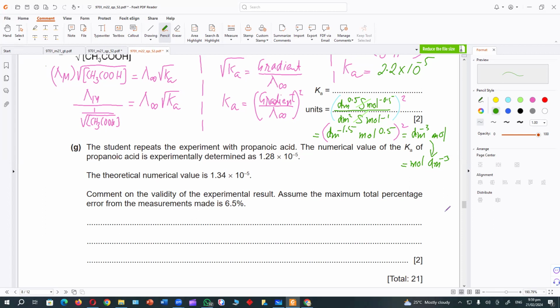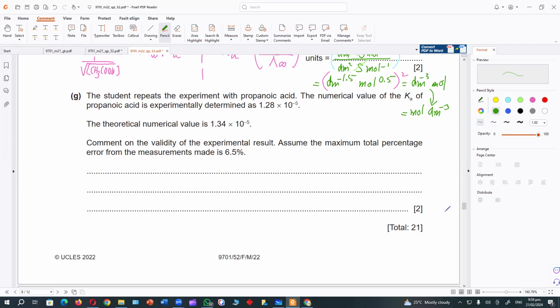So this question is looking to be a pure mathematical question, G part. We should calculate the percentage error. And we should later compare it with the tolerance level given. So let's write down the formula. Percentage error is equal to error upon true value into 100.